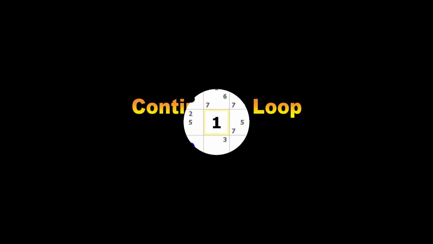Great. Today we're going to look at several examples of continuous loops of various lengths and shapes, and also containing many different combinations of candidates. So without further ado, let's get started.